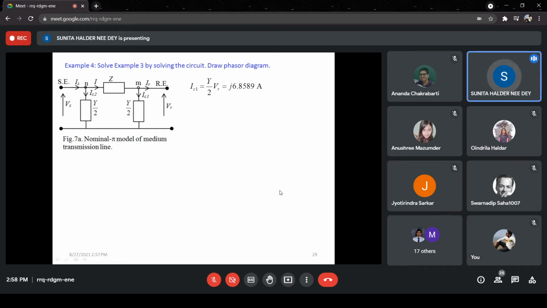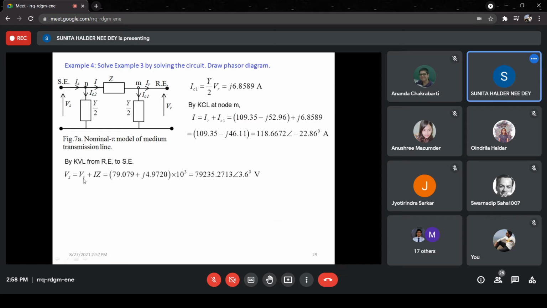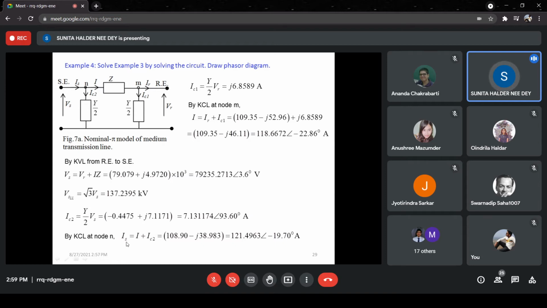Now, if we solve the same problem using the circuit, then IC1 is given there, and IR we can get from here. VS we can get, VS line to line we can get. As I have explained, I am not reading this out. IC2 we can get. So IS equal to I plus IC2. In this way we can get it.